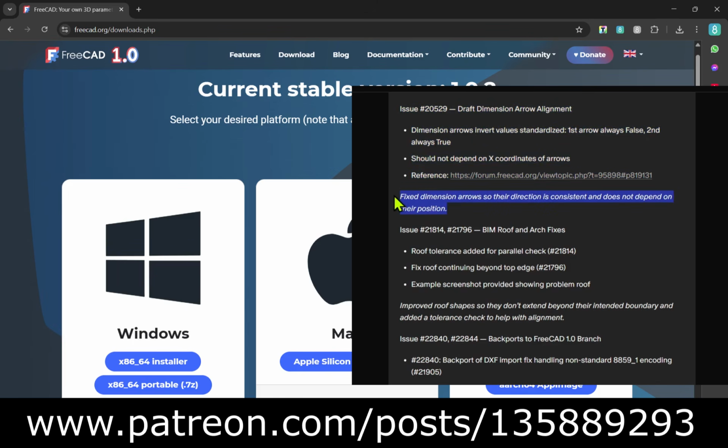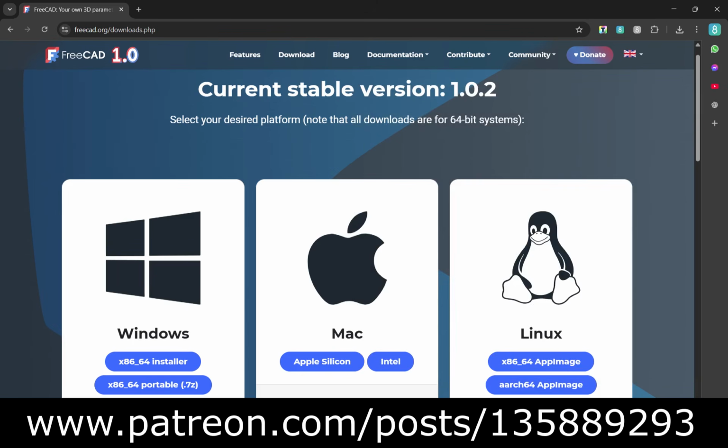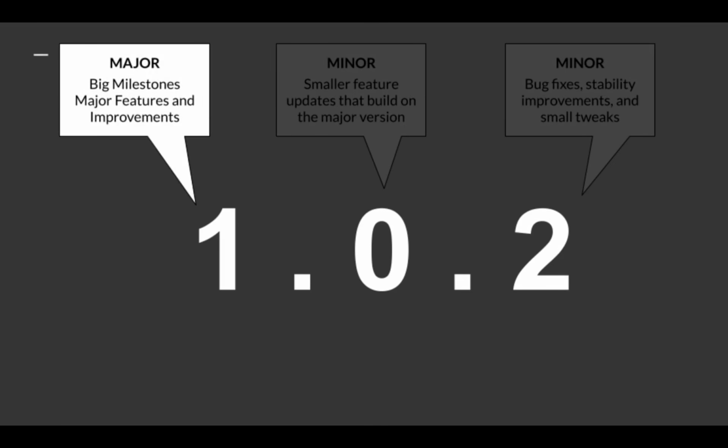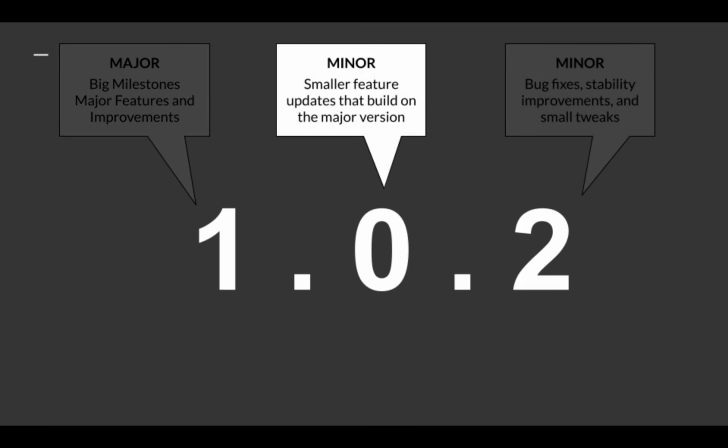Before you download the update and expect tons of new features, it's worth understanding what these version numbers actually mean. In 1.02, the first number is the major release. If this number changes, it represents big milestone features and changes. The second number, the 0, is the minor release. If this changes, smaller feature updates that build on the major version will be included.